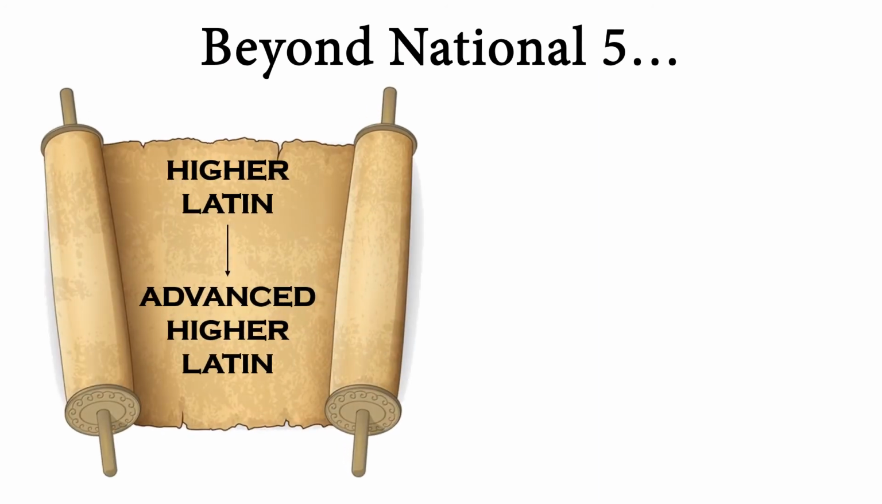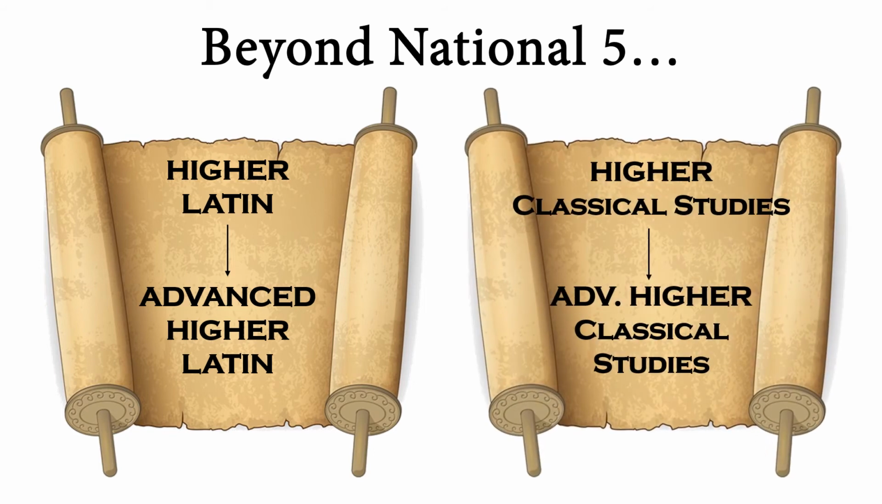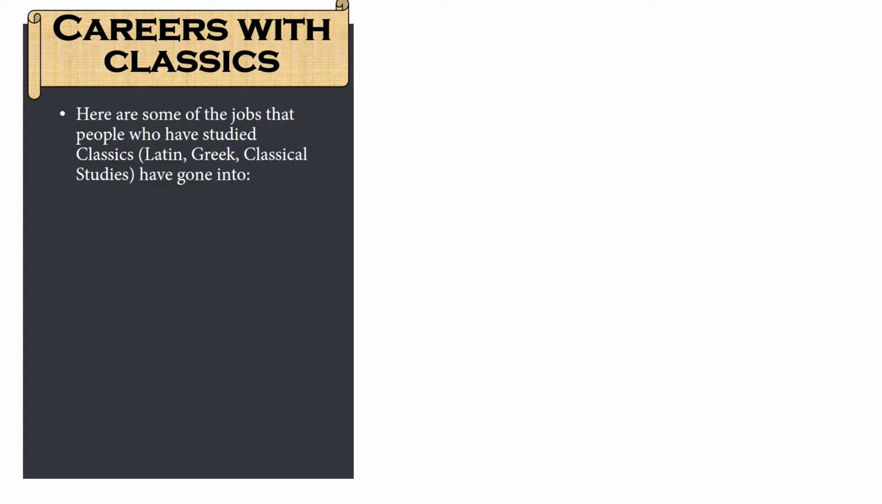Just very quickly, for going beyond National 5, those who do National 5 Latin can progress on to Higher and then Advanced Higher Latin. Those who do National 5 Classical Studies can progress on to Higher Classical Studies and Advanced Higher Classical Studies. There is a bit of overlap between these, and sometimes we can have a crossover between the subjects the further up we go.